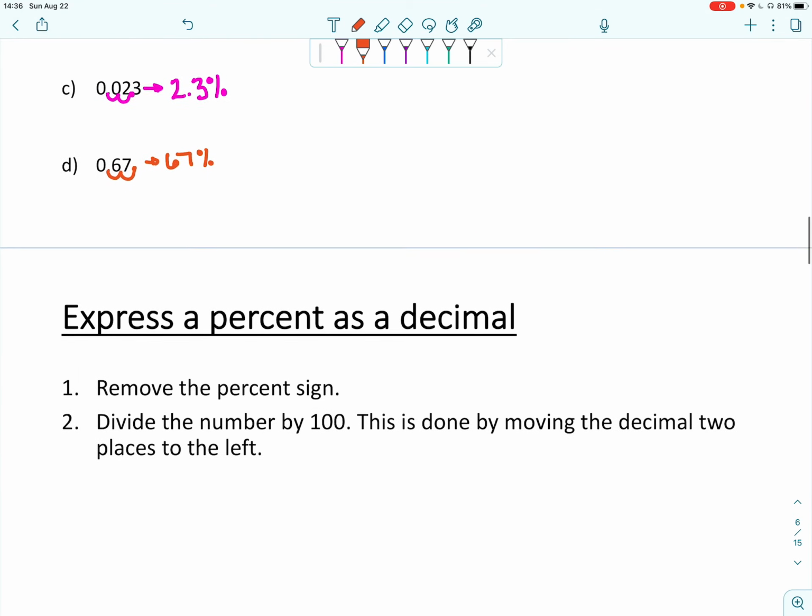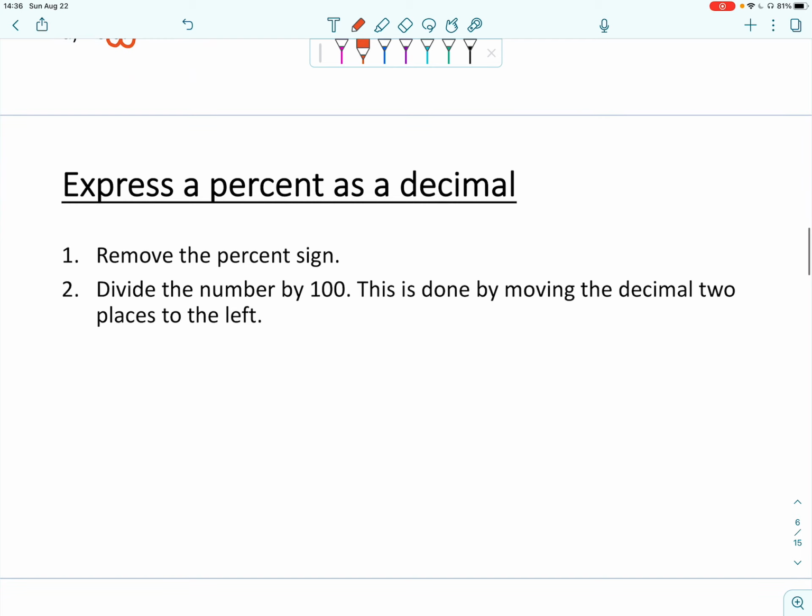So then we also want to be able to turn a percentage back into a decimal. We're not going to go back into fractions. We're just going to go back to decimals. So the first thing we're going to do is remove the percent sign, then divide the number by 100. This is done by moving the decimal 2 places to the left. So you can move that decimal point 2 places to the left, or you can physically type the number into your calculator and divide that by 100.